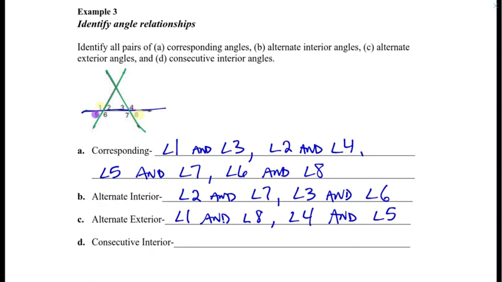And lastly, consecutive interior angles. So again, remember, we're going to be on the same side of our transversal this time, but in between our two lines. So with this, if I look at, let's say, angle 2, which is on the inside, the other angle that's on the same side, but also in between our two lines would be angle 3. And then if we look at the lower half of our line, we see angle 6. Again, same side of the transversal, but in between our lines would be angle 7. So angle 6 and angle 7 are also going to be consecutive interior.